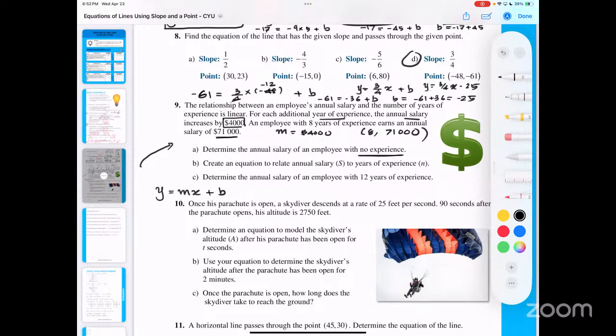Number 9, right? Yes, sir. Wait, do we only do A or do we do A, B, and C? Well, I want you to find the equation first. I didn't say to do A, B, or C. Just find the equation.